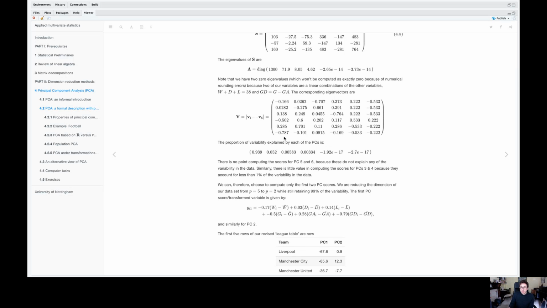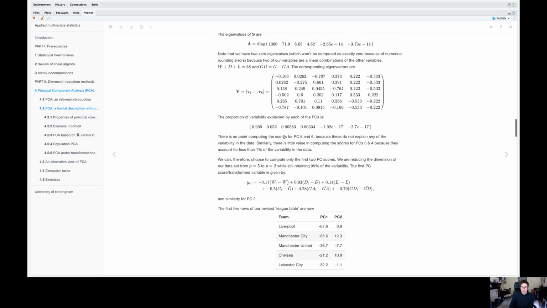So the first principal component, the first transformed variable, is given by these loading values times the data. For example, y1 would be minus 0.17 times the number of wins, or the centered number of wins, so the wins minus the average number of wins, plus 0.028 times the number of draws, and so on.